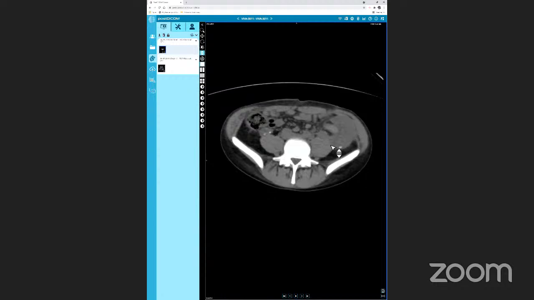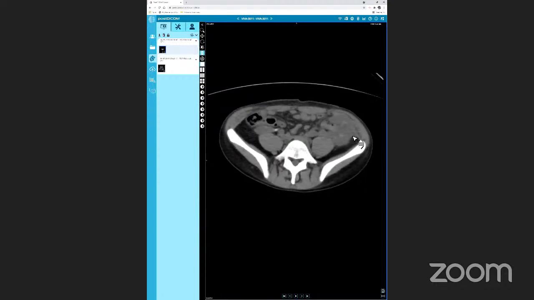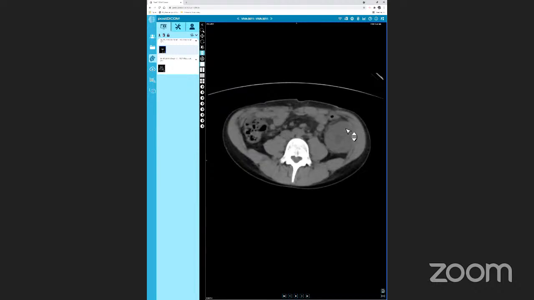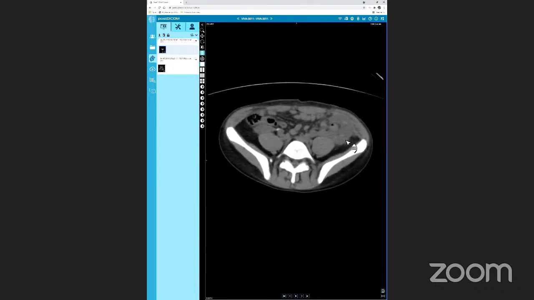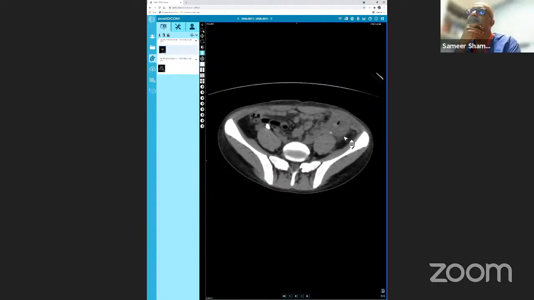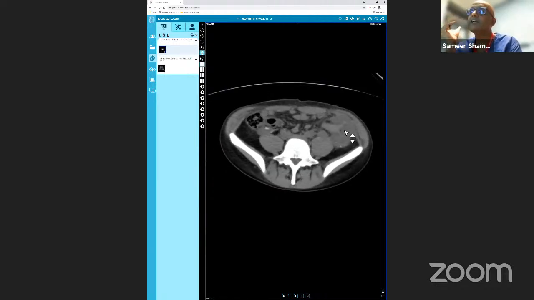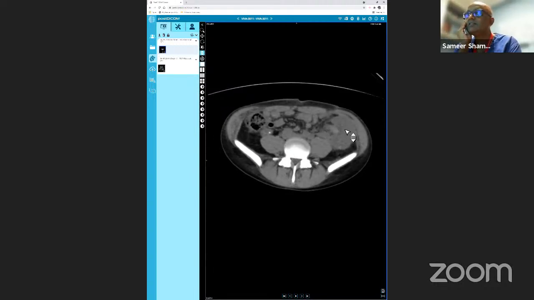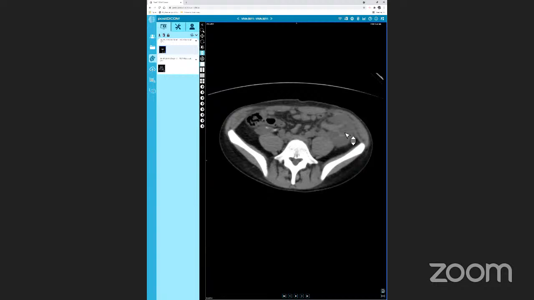So it appears quite swollen. It's difficult to comment on the cortical medullary differentiation on this, obviously. But it looks like there's high density within the collecting system. And I've also noticed a couple of locules of gas as well. Is it the collecting system? If it's a normal kidney, you would have a collecting system like that. So this could just be the vessels.